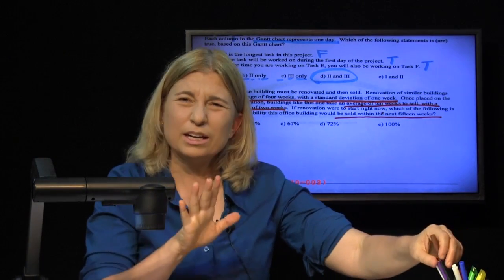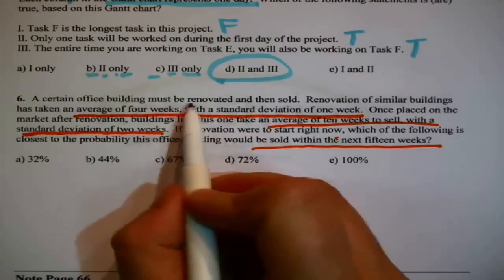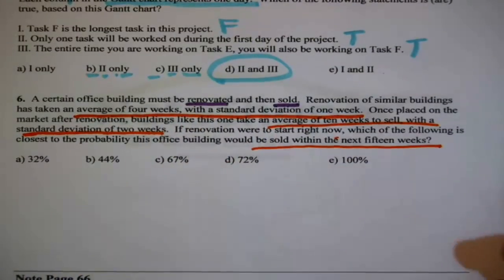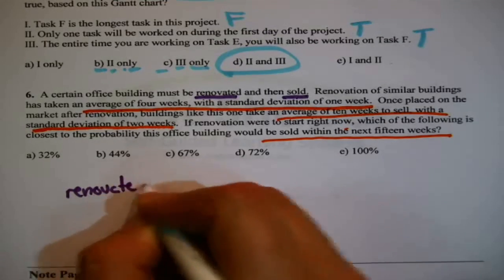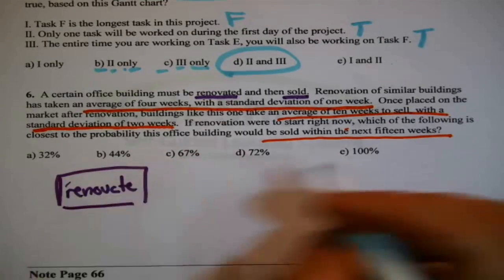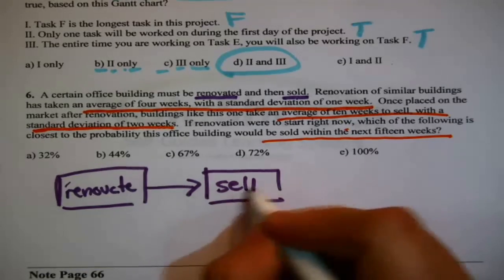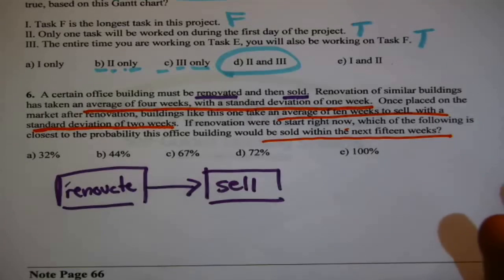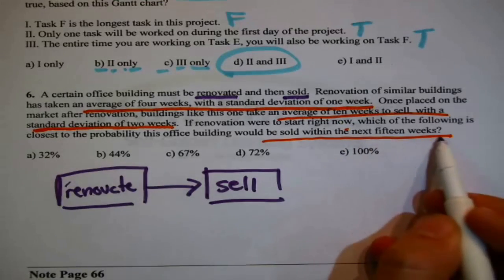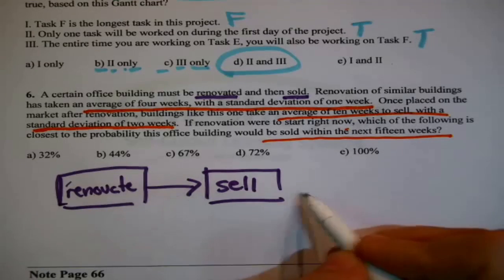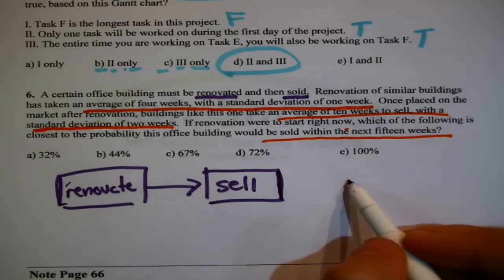You know what? Maybe it helps to draw it. This is a project, renovated and then sold, that has 2 activities. One of them is renovate. You have to do that first, and then you have to put it on the market. I'm just going to write sell, for it to be sold. We're being asked what's the probability to be sold within the next 15 weeks. That is the length of the project. At the end here, it's sold. Here's your start, here's your finish.